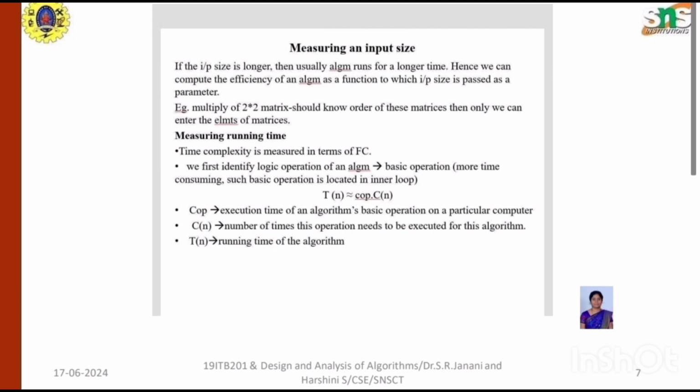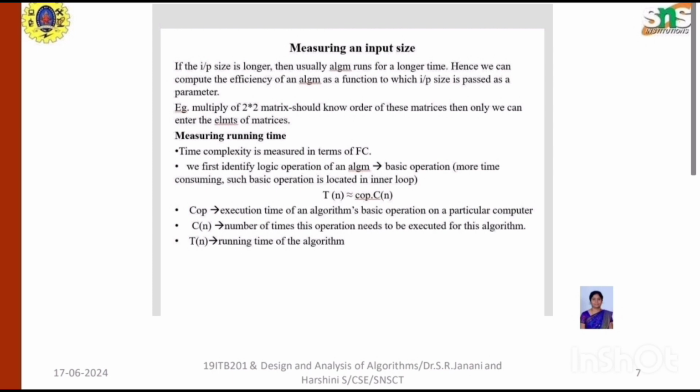So let us discuss measuring an input size. If the input size is longer, then usually the algorithm will run for a longer time. So we can compute the efficiency of an algorithm as a function to which the input size can be passed as a parameter. Let's take an example. Multiply 2 cross 2 matrices, we know the order of these matrices. Then to multiply these, we must know the elements of the matrices.